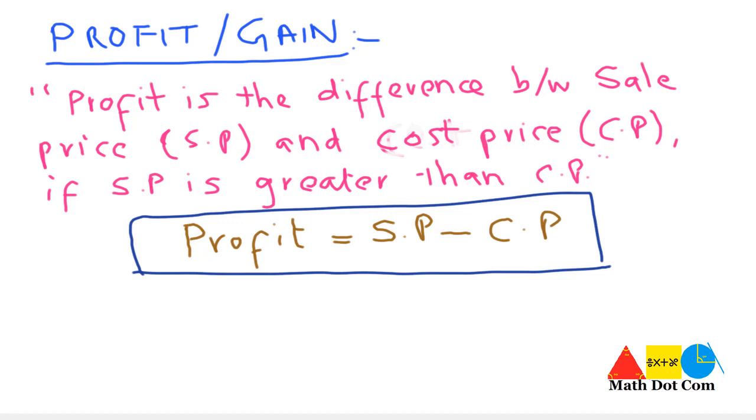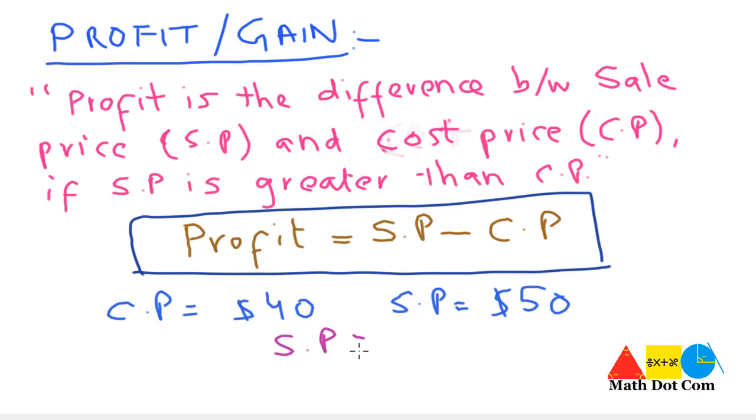Let's continue with the last example, where we had a cost price of $40 and a sale price of $50. Now it is clear from here that the sale price is greater than cost price. So it is satisfying the condition of profit.